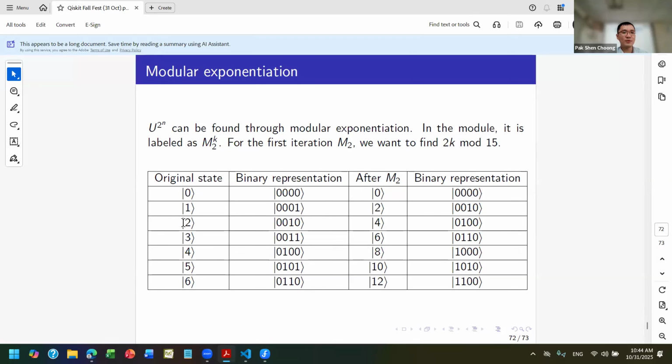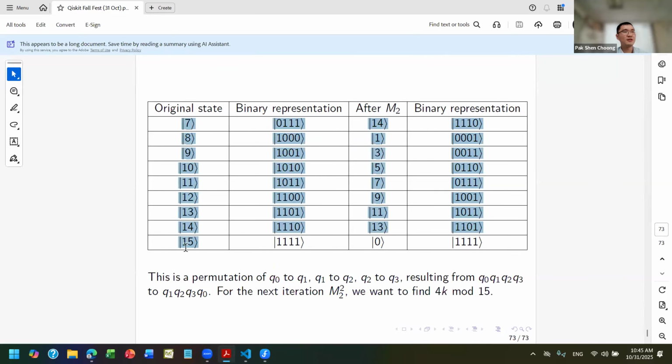So the third one, 2 multiplied by 2, you get 4. Before is 0, 0, 1, 0. Now it becomes 0, 1, 0, 0. And you perform everything, so on and so forth, until 15. Because you count from 0 to 15. So in total, you have 16 states, because you have 4 qubits. Do you get what I'm trying to do so far? You have 4 qubits, so the total number that you can represent is from 0 to 15.